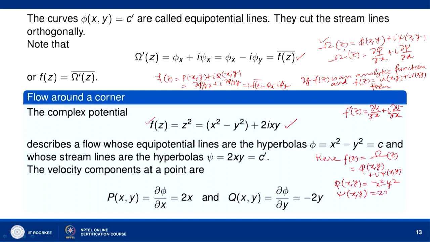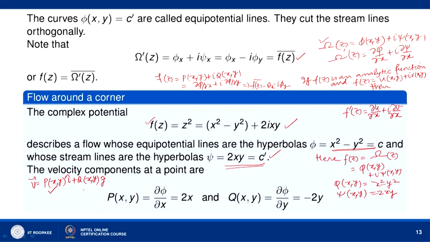Now equipotential lines are given by phi x y equal to constant. So x square minus y square equal to constant, which are the hyperbolas, they give us the equipotential lines, and the stream lines are given by psi x y equal to constant. So that means 2 x y equal to c dash. So these give the stream lines and this gives the equipotential lines. The velocity components at a point are, now velocity vector v is equal to p x by i plus q x by j.